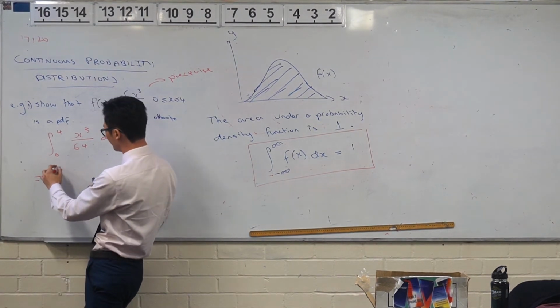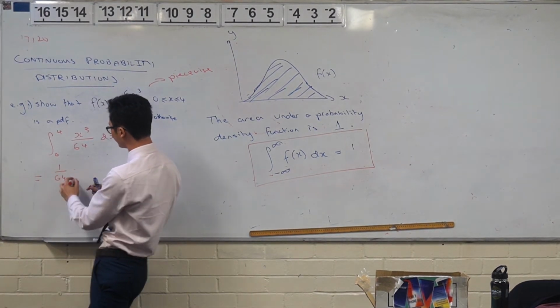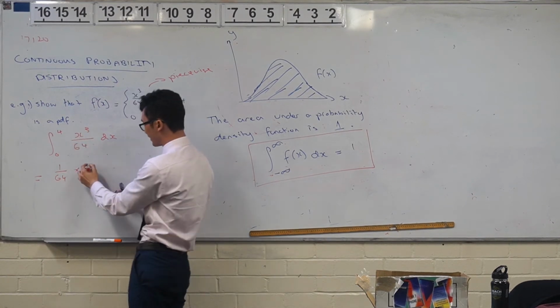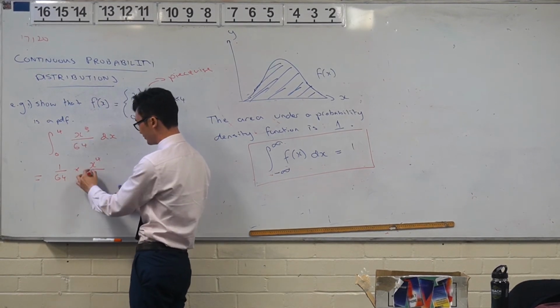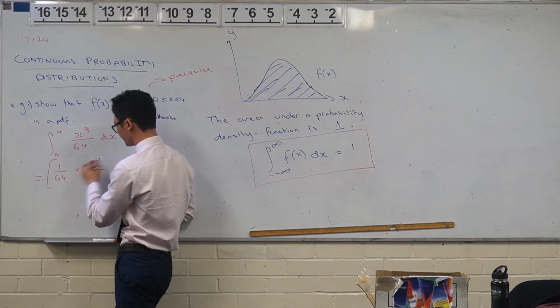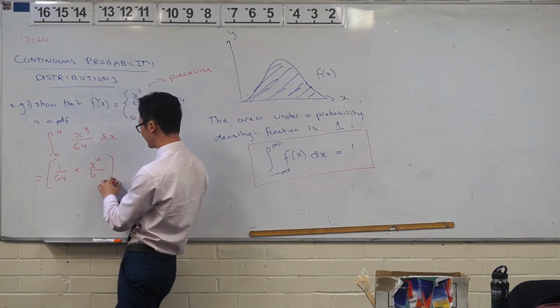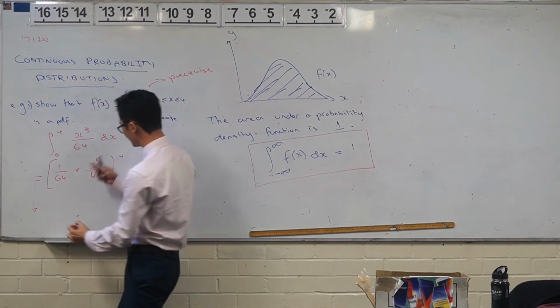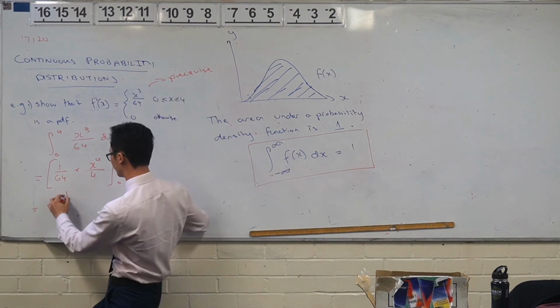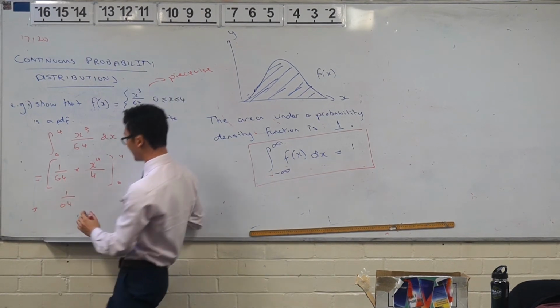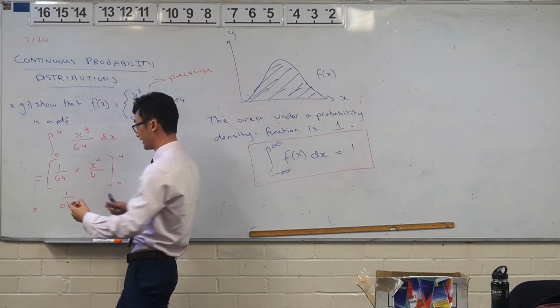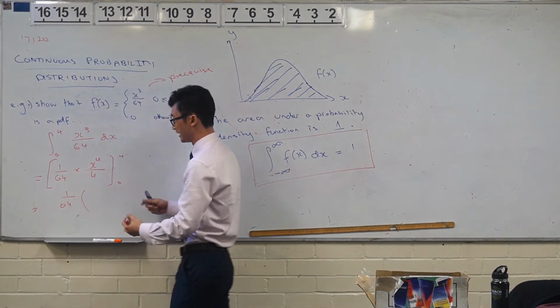Let's have a look. So the 1 over 64 we can keep there. And then we raise the power x to the 4, we divide by the new power, which is 4. And we go from 0 to 4, then we evaluate it by substituting in x equals 4. And in fact, the constant here you might want to take out. That's a trick that I would usually do. It saves me a bit of time.